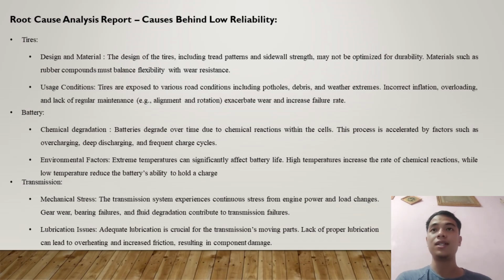And finally, for transmission, mechanical stress. The transmission system experiences continuous stress from engine power and load changes. Gear wear, bearing failures, and fluid degradation contribute to transmission failure.